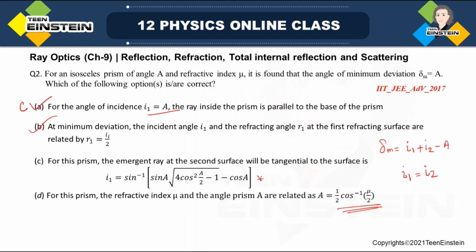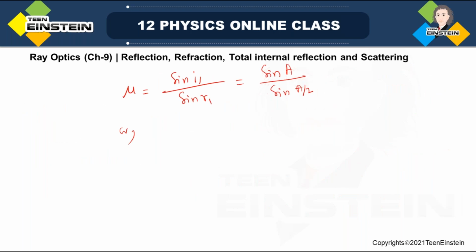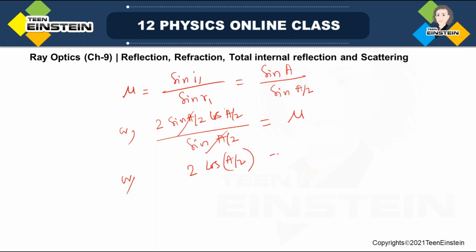Now we have this option. The last option is A is equal to what? We have to find out what is A. Let us break this trigonometrically. This is equal to mu. From here, sine A by 2 and sine A by 2 will cancel each other. So 2 cos of A by 2 is equal to mu. Okay, if this is mu, then cos of A by 2 must be mu by 2.